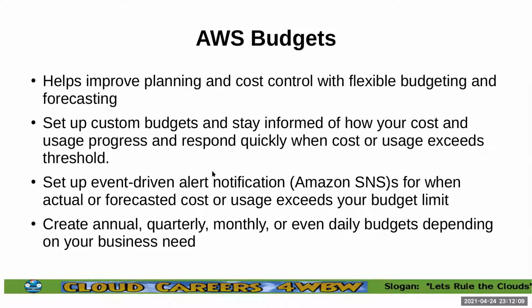Next, AWS Budgets. Well, you can set up custom budgets and stay informed of how your cost and usage progresses and respond quickly when cost or usage exceeds thresholds. We have seen questions on that, so make sure you have that. Set up event-driven alert notifications when an actual or forecast cost or usage exceeds your budget limit. So you can do a lot with AWS Budgets, but I just want to highlight those key 2 points.